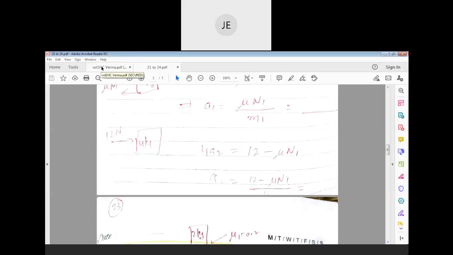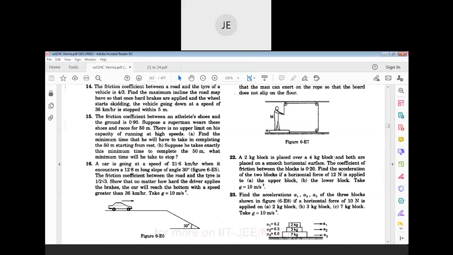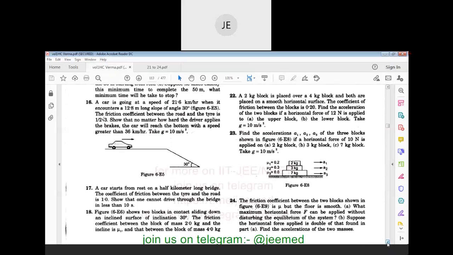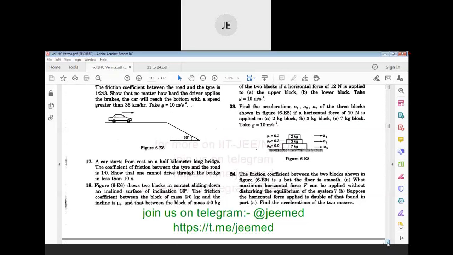The next, 23rd. Find the accelerations A1, A2, A3 of the 3 blocks. The previous problem had 2 blocks. In this one they have given 3 blocks, if a horizontal force of 10 Newton is applied on the 2 kg, 3 kg, 7 kg blocks.